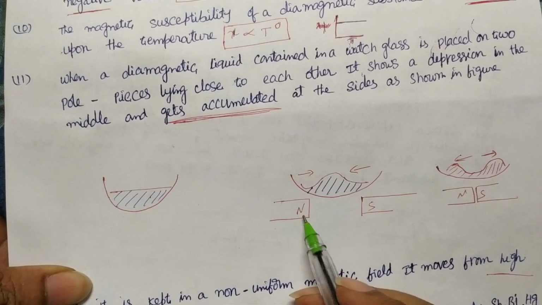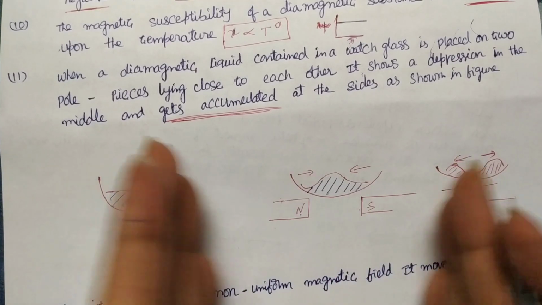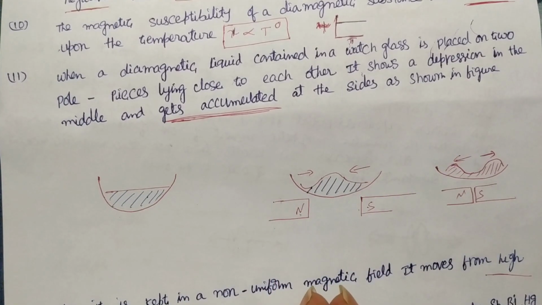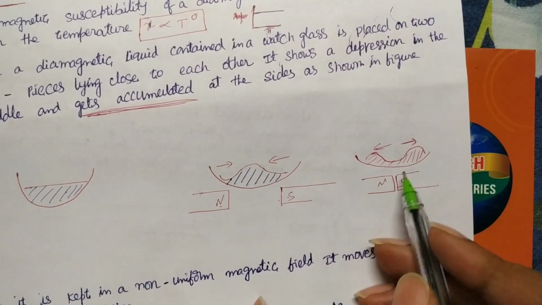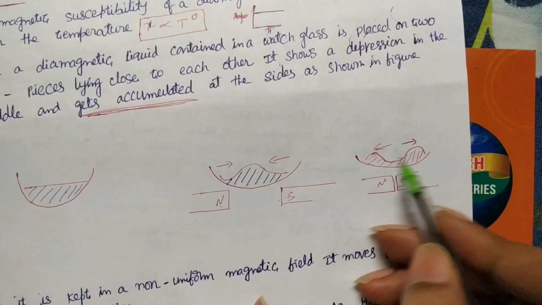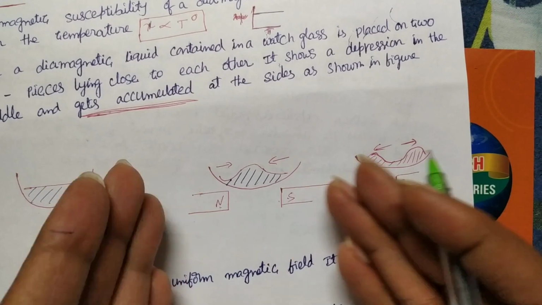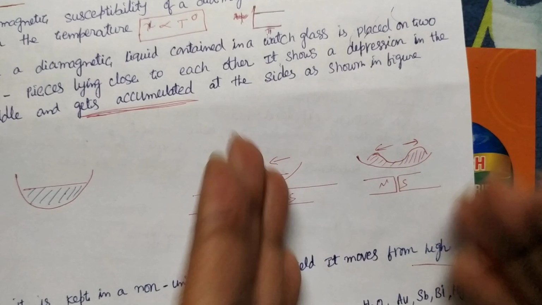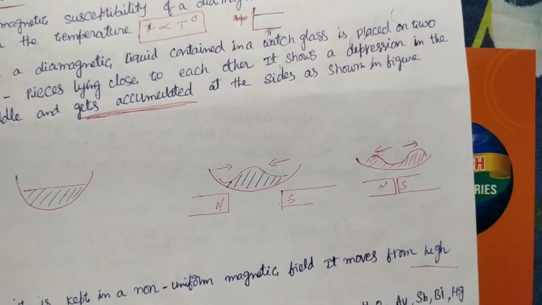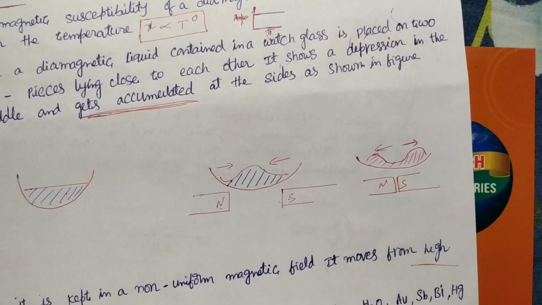And if you bring two poles near it, what happens? Because of repulsion, the liquid tries to move away and accumulates here. If you bring the magnetic poles very near, there is no chance for it to pile up here, and it splits like this. It moves away from the poles. If you bring these magnetic poles very close, it moves away from the poles. From this we can say that a diamagnetic material is slightly repelled by the magnetic field.